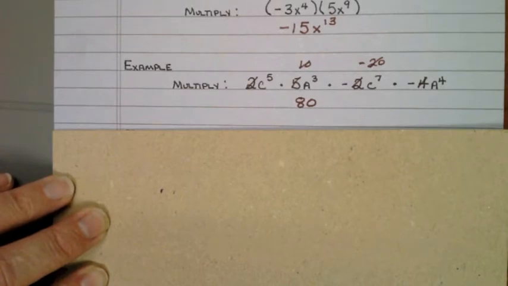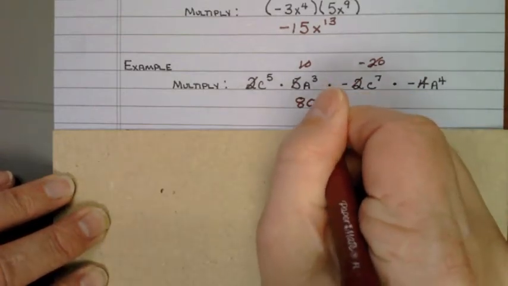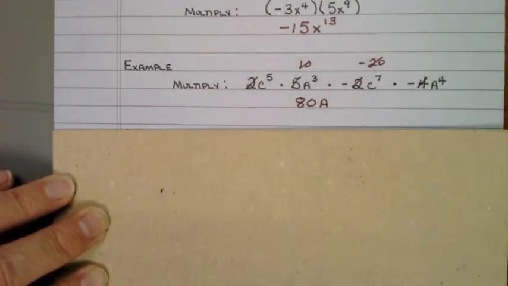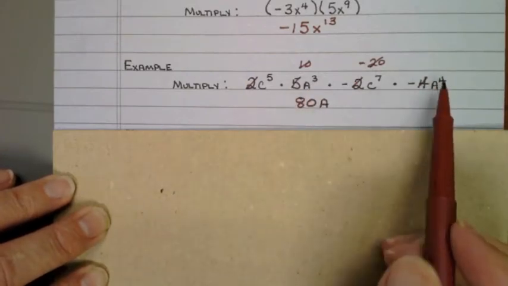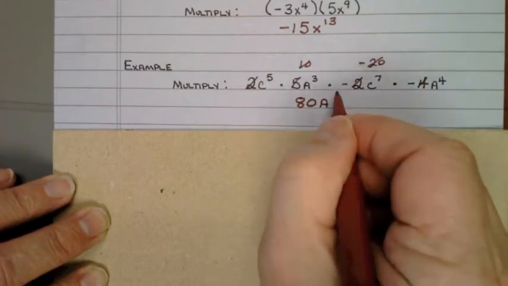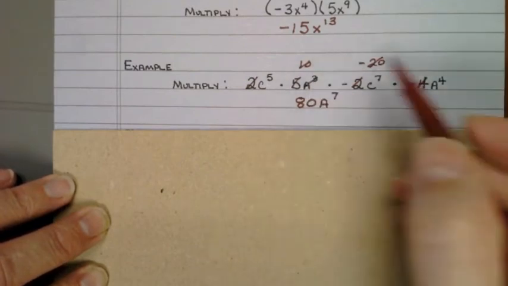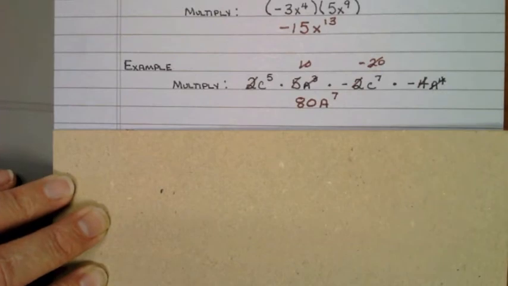Next, I need to write down one of the variables I'm using. What variable will I write down first? A's, because A's come first in the alphabet. Now I need to add up all my A's. I have how many A's here? 3. How many A's here? 4. 3 plus 4 is 7. So I've added all my A's together.